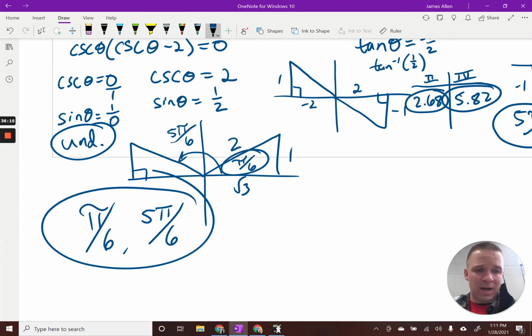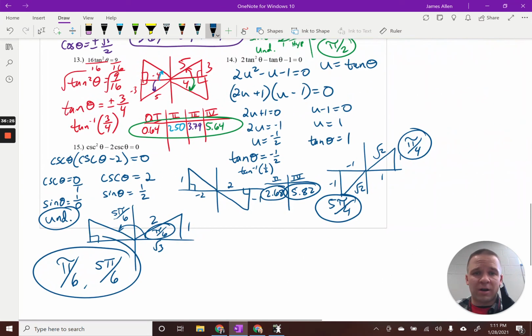So don't cancel trig functions out, right? We're going to factor using U substitution. Any GCF you take out, set that bad boy equal to 0 just like you would in normal factoring and solving, just like we've done in Algebra 1 and all the other classes before this one.